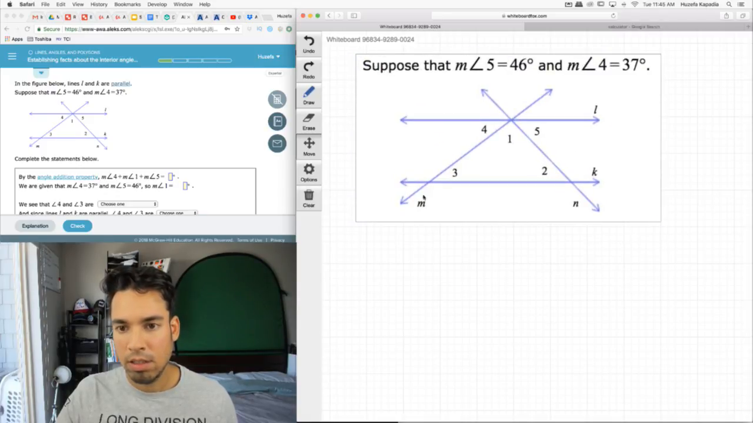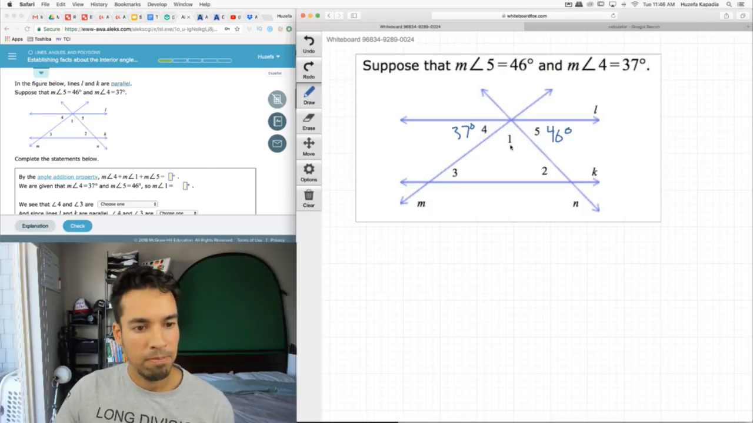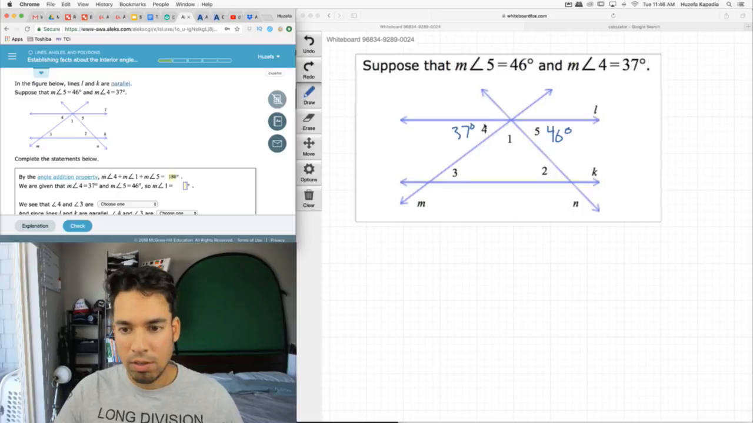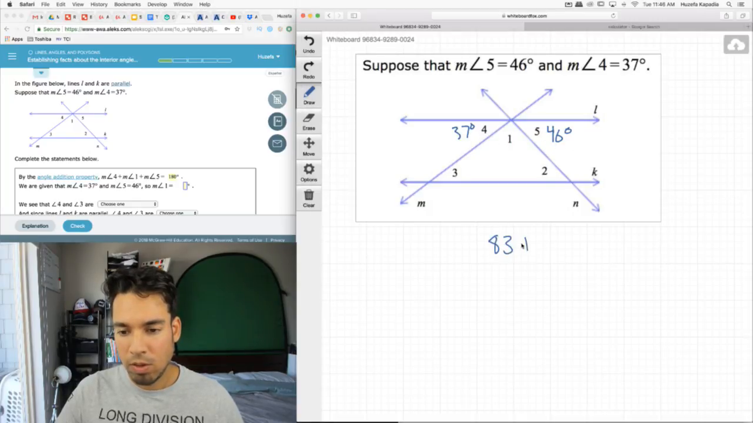All right. Next. We've got angle 5 is 46 degrees and angle 4 is 37. 4 plus 1 plus 5 is 180, because, again, they're all on a straight line. Therefore, angle 1 must equal... 37 plus 46 is 83. So 83 plus x equals 180. Subtract 83, and we get x equals 97. So angle 1 is 97.